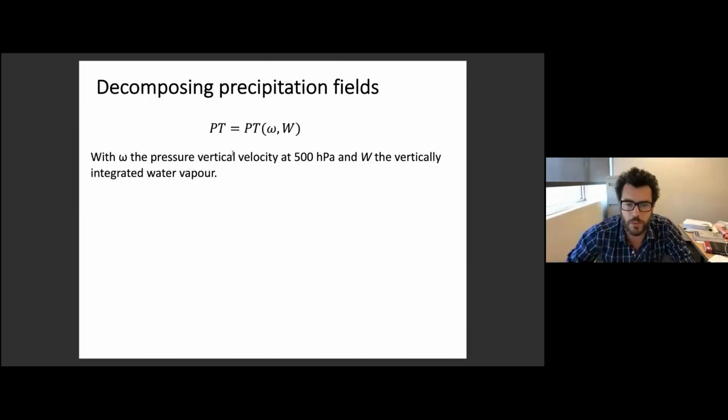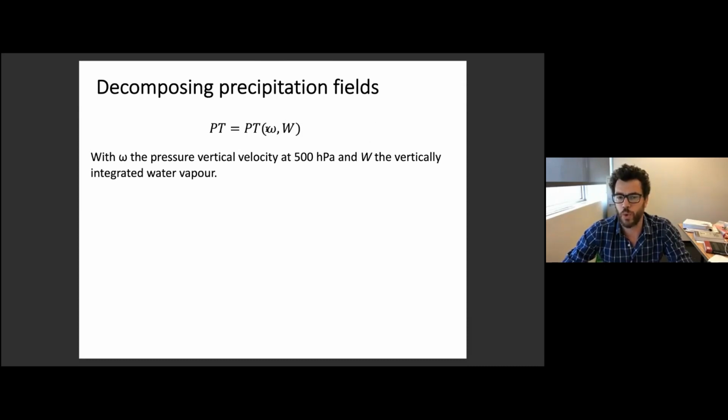To start that, we assume that the precipitation, the total precipitation, for example, is in some way a function of 2 larger scale variables. One larger scale variable is omega, the pressure vertical velocity at 500 hectopascals. And the other larger scale variable, we call it here W, is the vertically integrated water vapor.